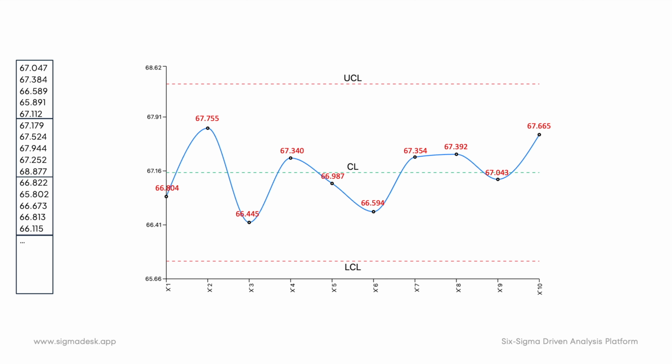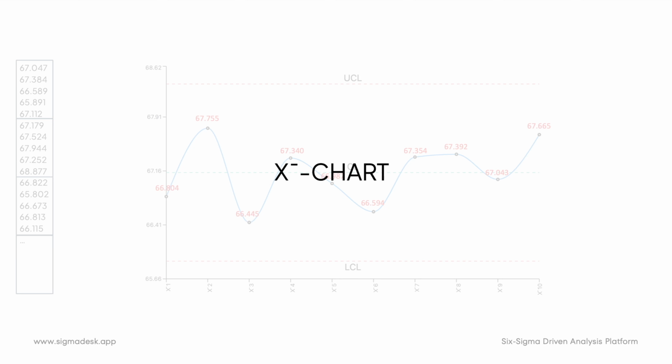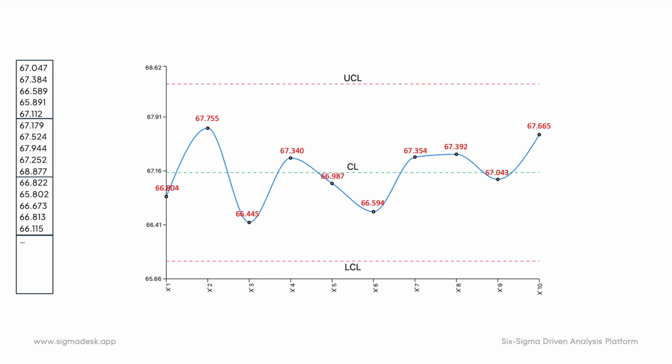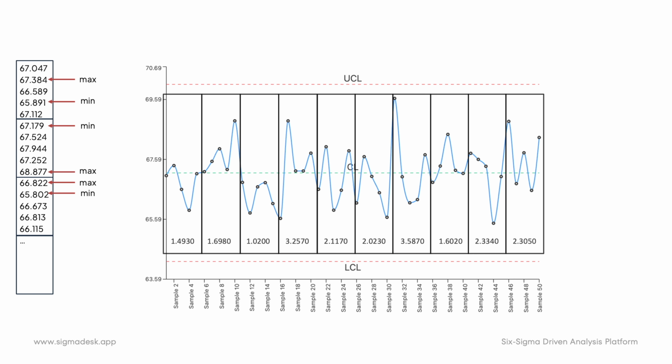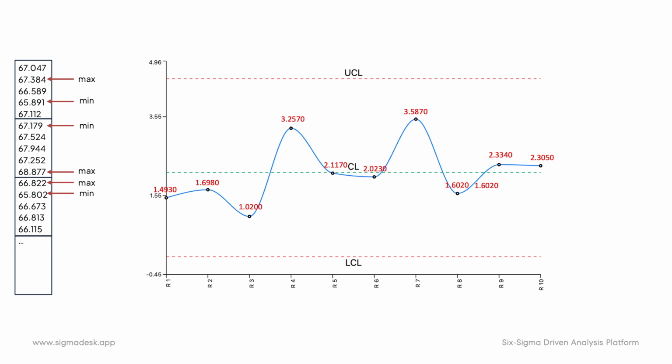The center line is simply the average of all subgroup averages. Then we have the upper and lower control limits. Now let's move on to our chart. We again divided the measurements into subgroups of 5. Within each subgroup, the difference between the maximum and minimum value gives us the range.